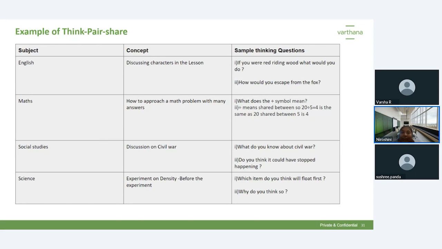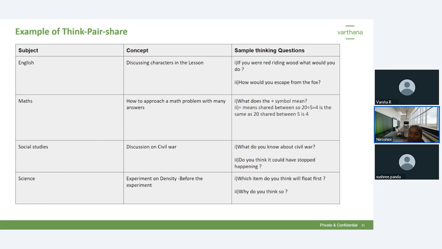If you were Red Riding Hood, what would you do in a critical situation, and how would you escape from the fox? This will push the children to come up with their own perspective, and it encourages them to connect themselves with the text as well as the text with the world. So this is one model of using think, pair, share.